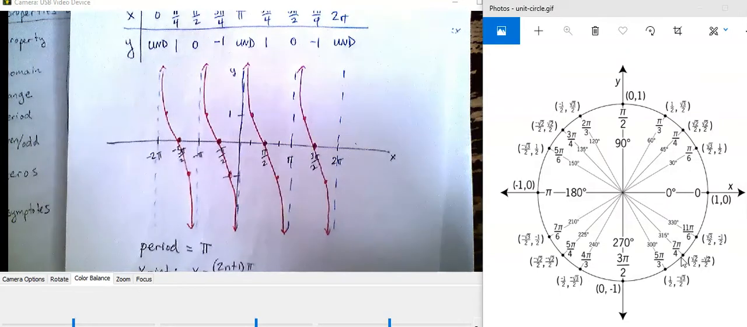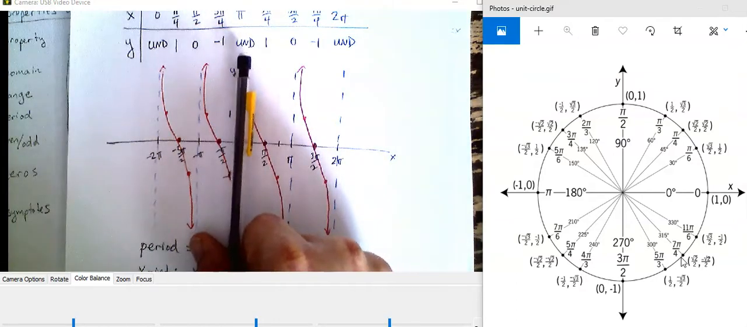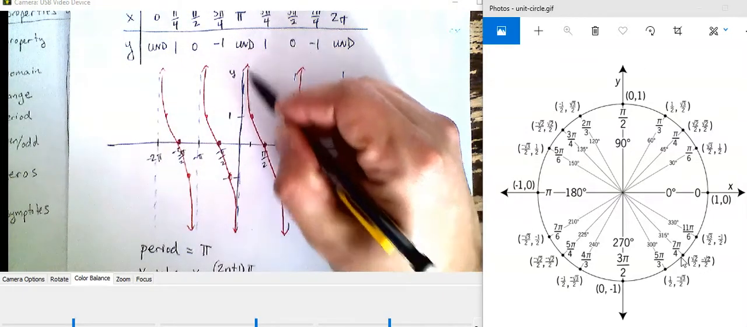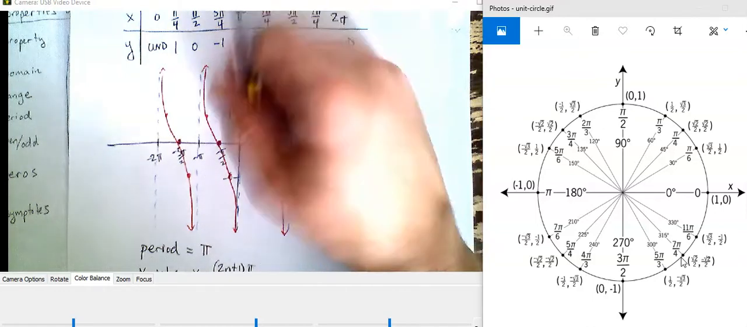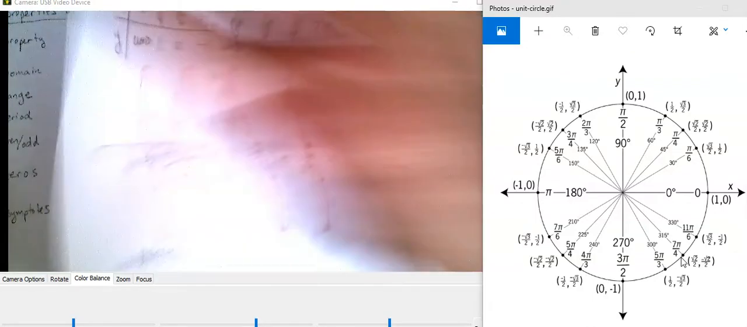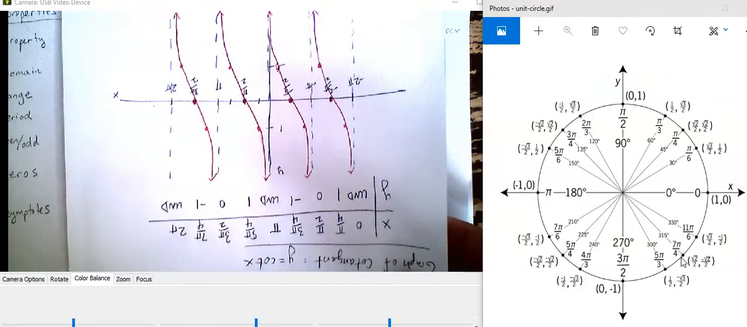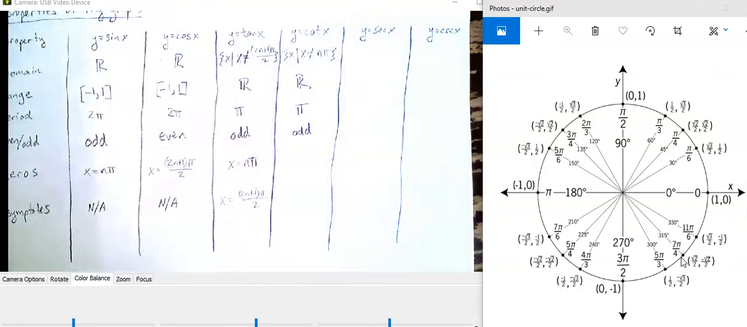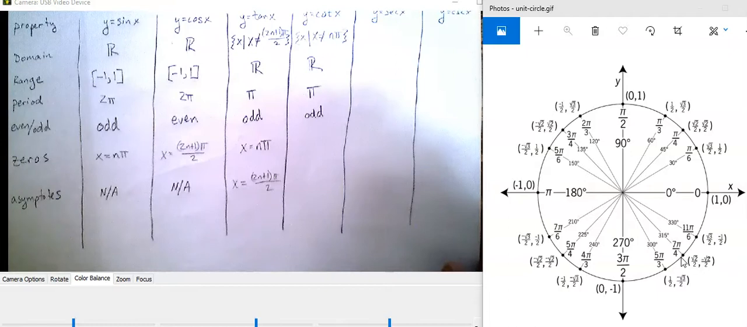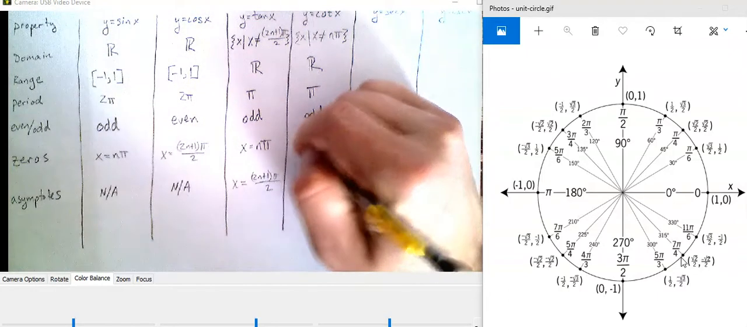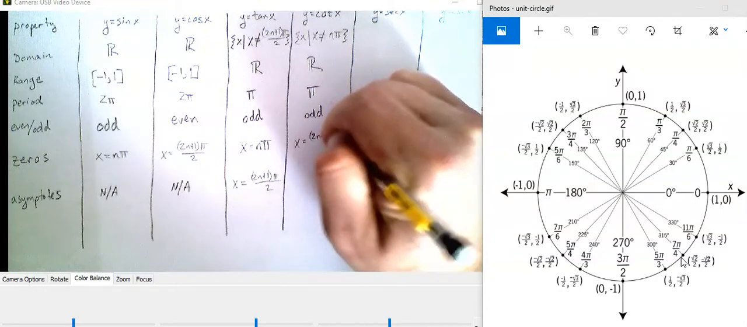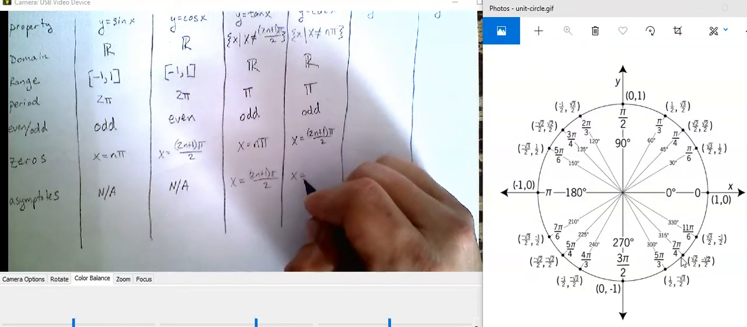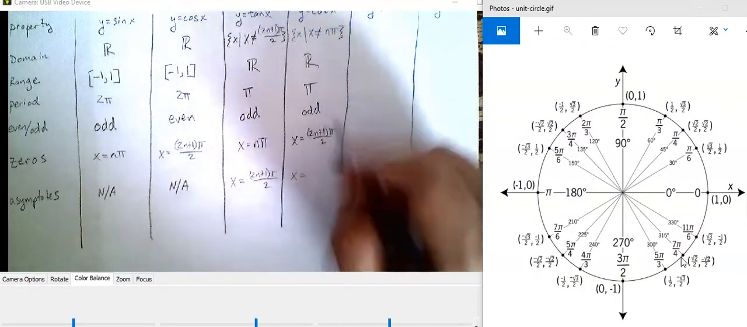Now let's look at even or odd. If we fold this across the y-axis, do we get a match? Not quite. This would have to have some matching thing here, right? So, no. If we turn it upside down, do we get the exact same looking graph? We do. Therefore, this function is also odd. The zeros occurred at odd multiples of pi over 2, so x equals (2n plus 1) pi over 2. And the asymptotes occurred at whole number multiples of pi.